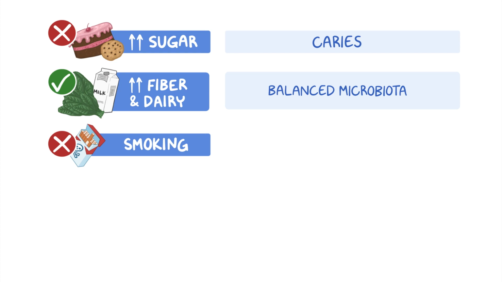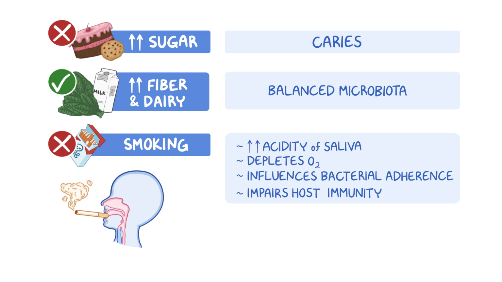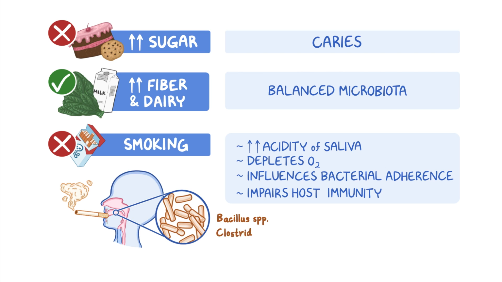Smoking can alter the oral microbiota by increasing the acidity of saliva, depleting oxygen, influencing oral bacterial adherence to mucosal surfaces, and impairing host immunity. Also, cigarettes actually carry a large number of different bacteria, and some of these, such as Bacillus species and Clostridium species, can survive the smoking process and colonize the oral cavity.